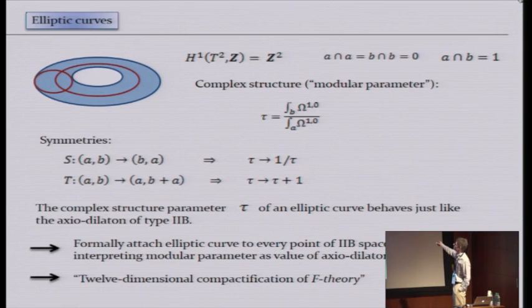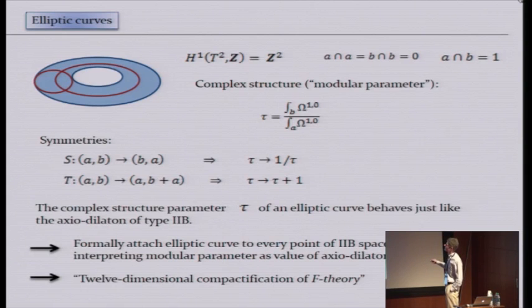And so this is often called a modular parameter. The reason that it's called a modular parameter is because there are certain identifications you have to make. There are different values of tau for which you get the exact same elliptic curve, and so you want to identify them.